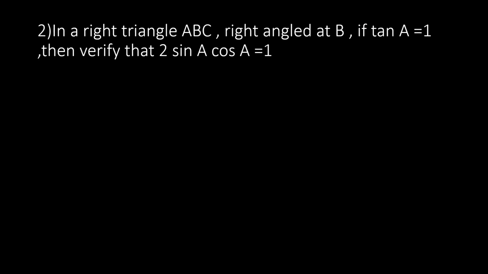In a right triangle ABC, right angle at B, if tan A equal to 1, then verify that 2 sin A cos A equal to 1. Okay, we'll draw right triangle ABC and it is said that it is right angled at B. So this angle is 90 degrees. And also given that tan A equal to 1.